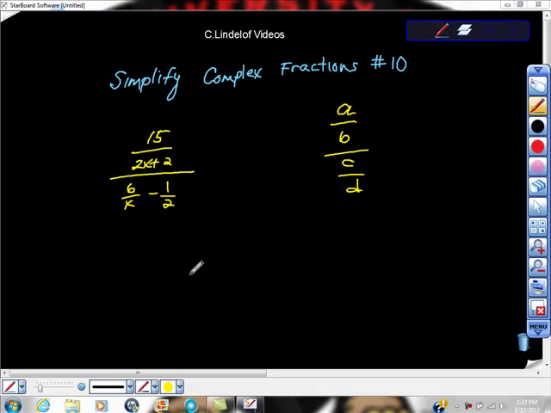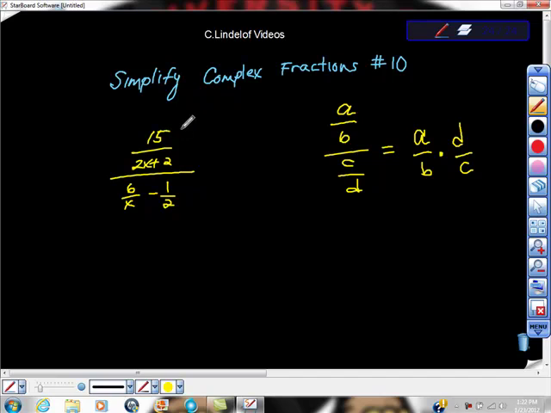Simplify complex fractions, number 10. Here's our goal: to get into this form right here, A/B over C/D, because we know this is the complex fractions formula. What we can do with that is take the numerator, leave it the way it is, and then multiply by the reciprocal of the denominator. So our goal is to get this mess right here into that form.